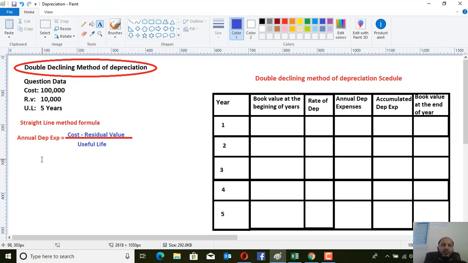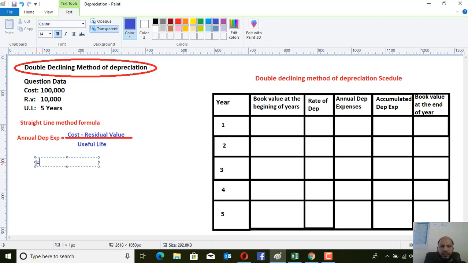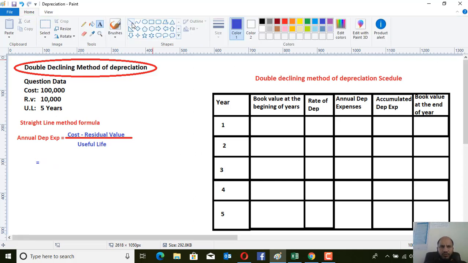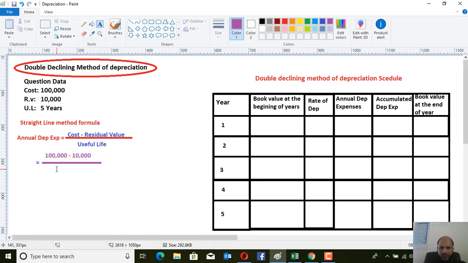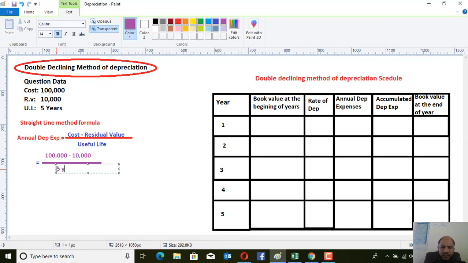So dear students, what is the amount of this? This is equal to, so see, let's put the amounts here. Consider that we have the cost of the equipment as 100,000, and the salvage or residual value is 10,000 over here. The useful life of this equipment is 5 years.